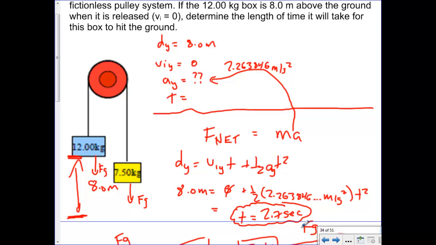Normally something falling 8 meters would not take 2.7 seconds. But because of the counterweight on the opposite side, it's not going to fall with normal gravity. It's going to fall a little bit slower than normal.